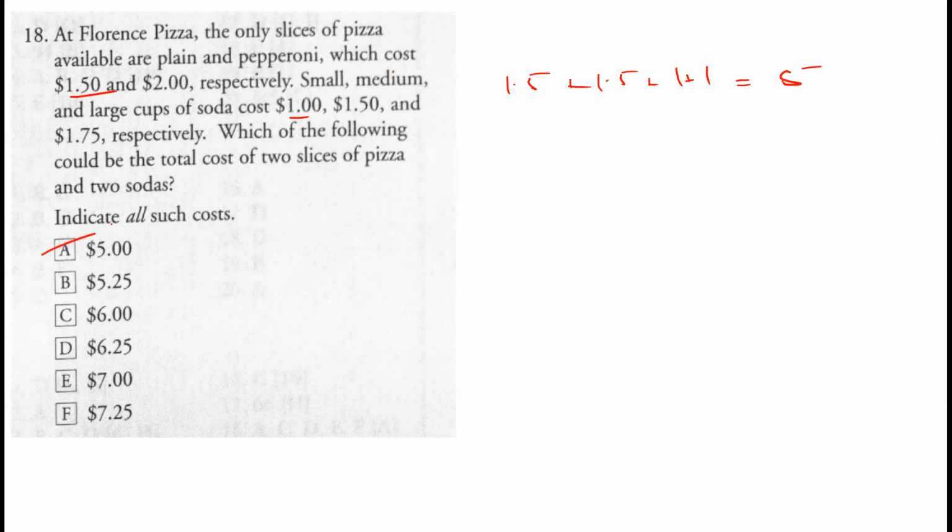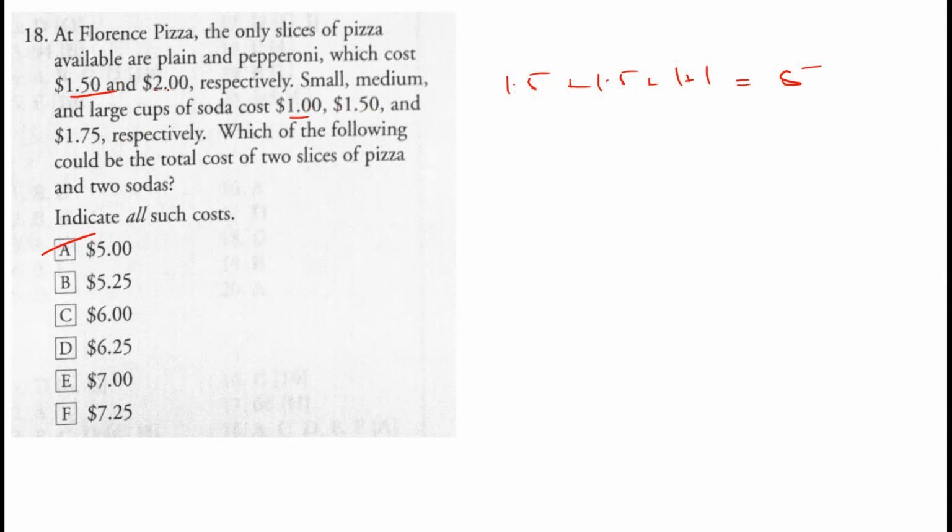Now, if we choose any other combination, so instead of 1.5 we choose 2, or instead of 1 we choose 1.5, or instead of 1 we choose 1.75, the increase would be at least 0.5.